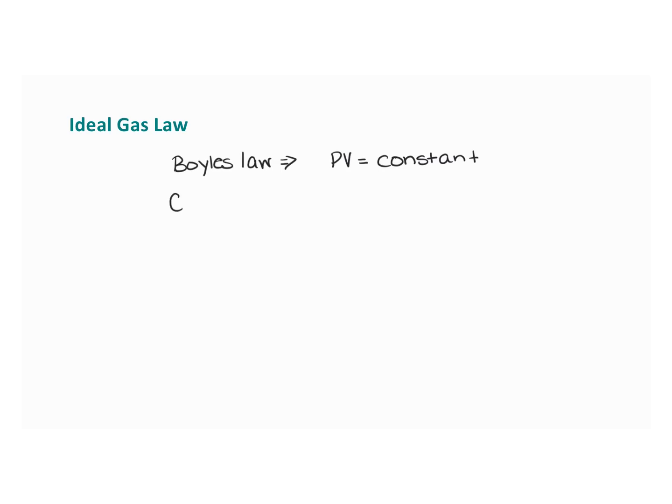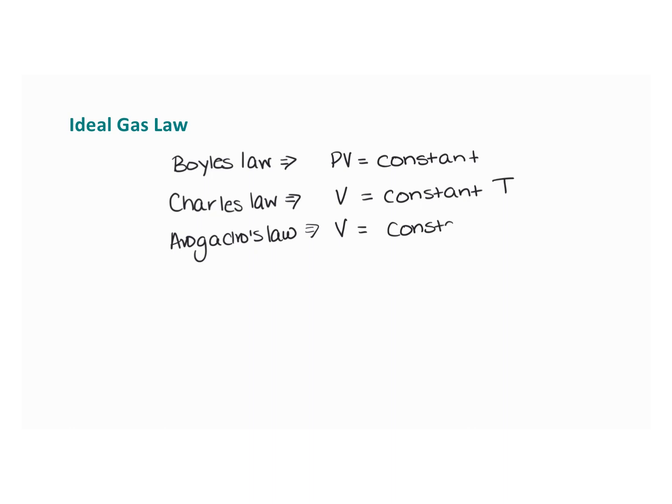And then we have Charles' law, which says V over T equals a constant, but another way to write that would be V equals some sort of constant multiplied by temperature, okay? And then we have Avogadro's law, which we said was V over N equals a constant, but another way to write that would be V equals a constant times N, which is the number of moles.